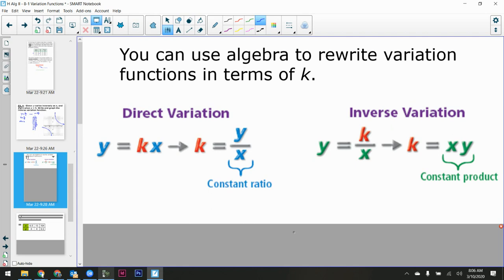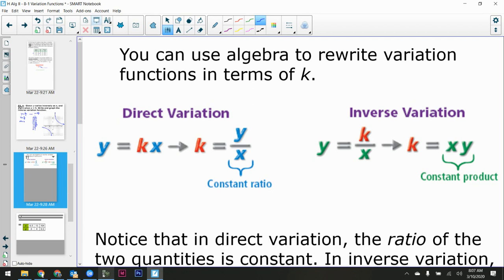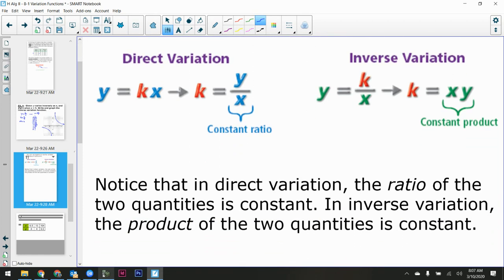So if I wanted to figure out what my k value was, knowing that it would be a direct variation or an inverse variation, it's a pretty easy calculation. If I know that it's a direct variation, all I need to do is take y divided by x to find my k value. If I know that it's an inverse variation, all I need to do is take x times y to find my k value. Now, joint variation, I'm not going to worry about this right now. Notice that in direct variation, the ratio of the two quantities is constant. In inverse variation, the product of the two quantities is constant.